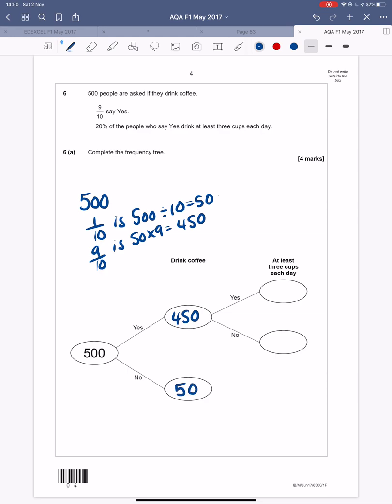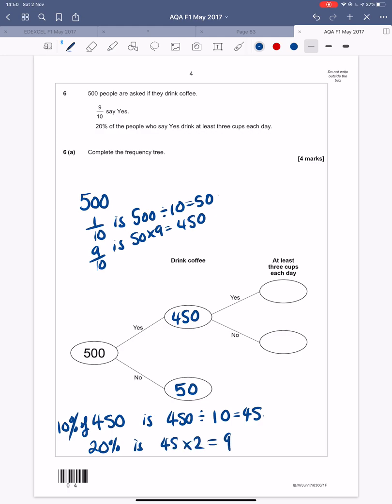And then it says 20% of the people who say yes drink at least 3 cups a day. So we've got 450. We could do 10% of 450. 10% is 450 divided by 10, which is 45. Then we want 20%. 20% is going to be 45 times 2, which is 90 people. So 20% drink at least 3 cups a day. So 90 in there. So in the nos, we've got 450 minus 90.